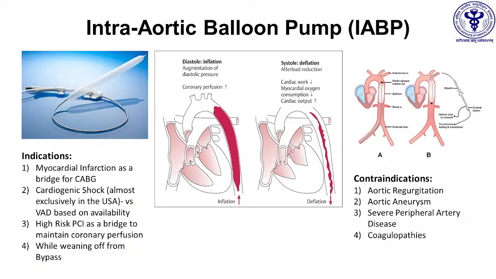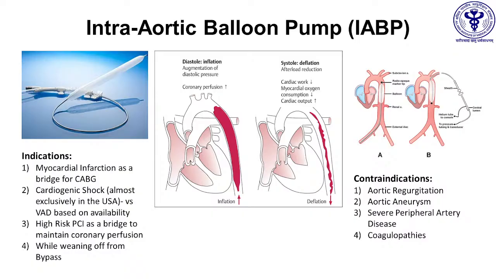Now what happens is during diastole, the pump will inflate. So it will give an afterload that will increase the coronary perfusion of the patient, and during systole it will get deflated. So it will reduce the afterload and the myocardial consumption, and cardiac output will be increased. So in patients that we have already discussed, in patients of MR it will be beneficial because in MR during systole this will get deflated, it will decrease the afterload and will reduce the regurgitant jet of the patient.